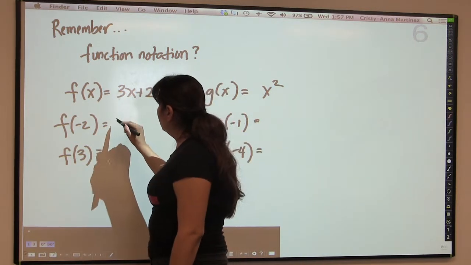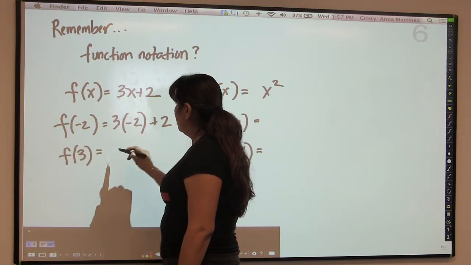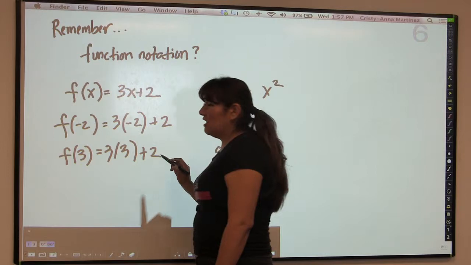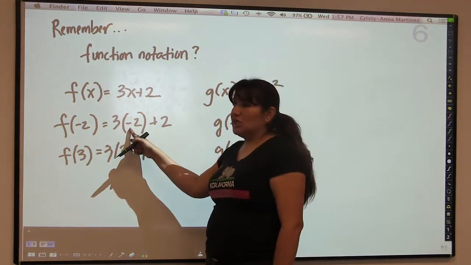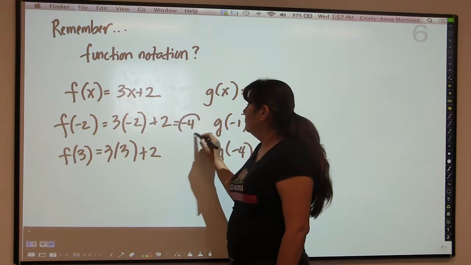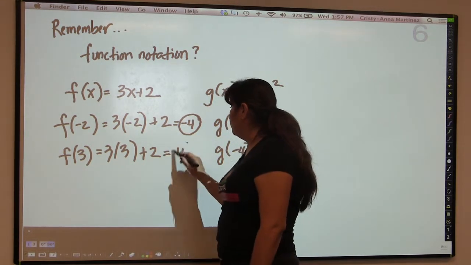So I would get something like 3 times x, where x is negative 2, and this would be 3 times negative 2, right? You guys know what I mean? So this would be negative 6 plus 2, which is negative 4. And for the other one, 3 times 3 is 9, 9 plus 2 is 11, right?